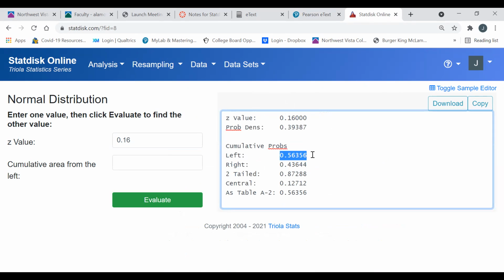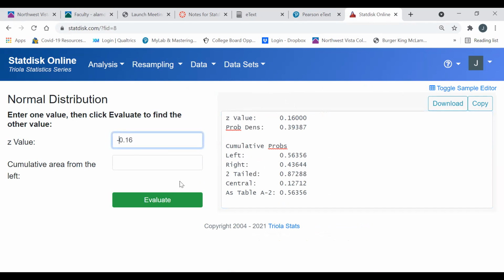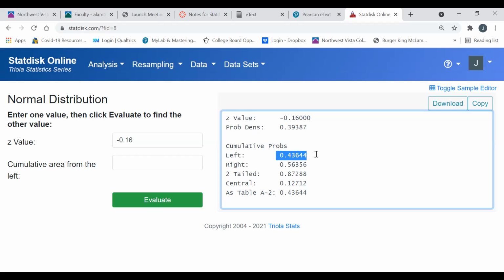56, 36. 0.5636 minus, now I'm gonna put them negative. 0.4364. Bless you. Someone sneezed.